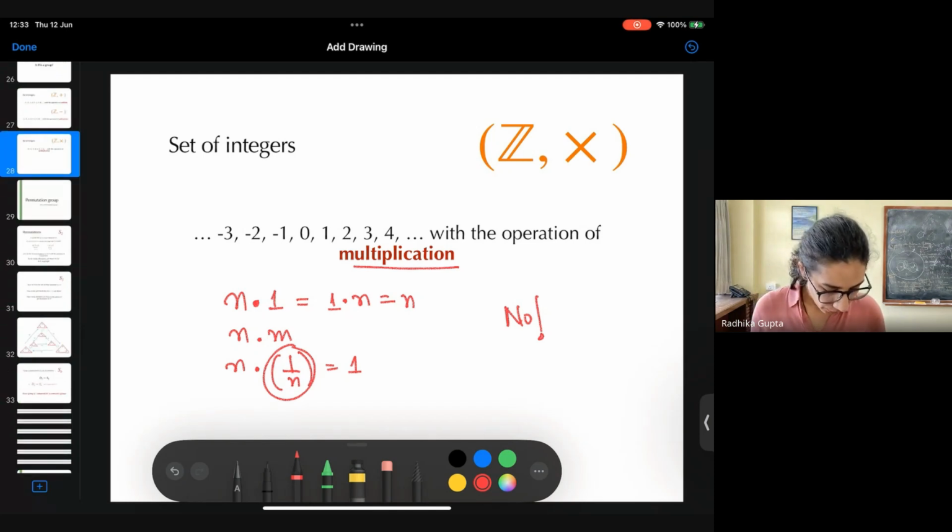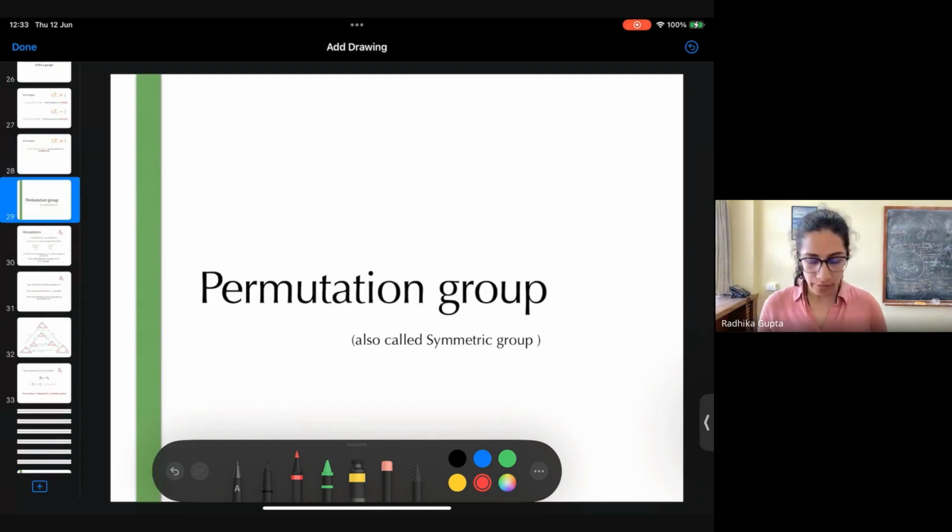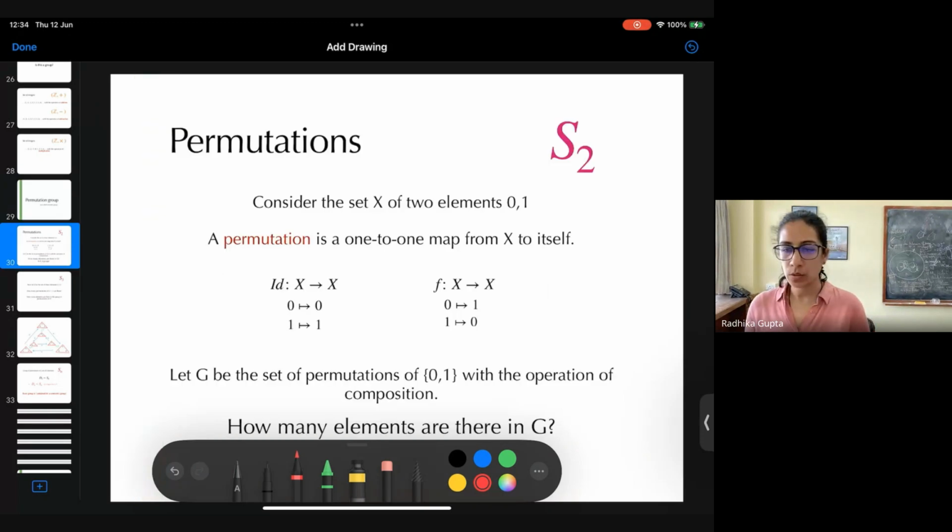Awesome. Okay, let's look at some more examples. Let's look at this thing called the permutation group, and there's a reason why it's also called a symmetric group. So what is a permutation? Let's do an example first. I'm just looking at a set of two elements, 0 and 1.